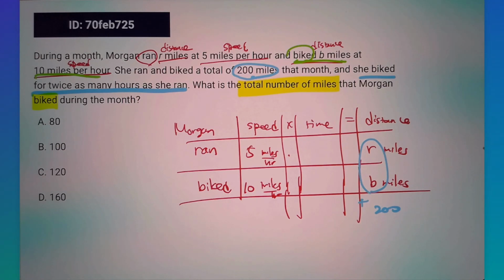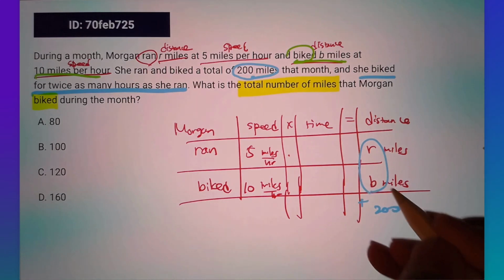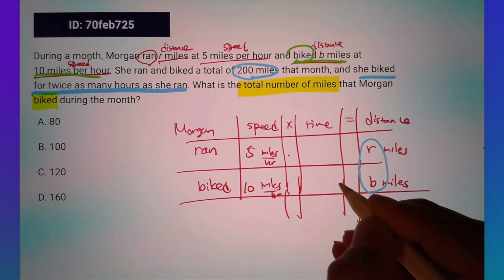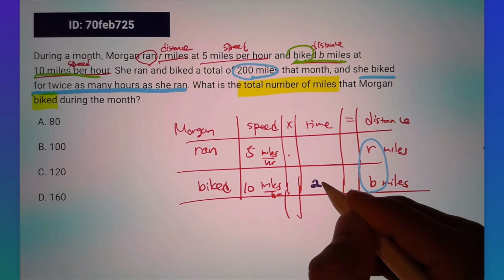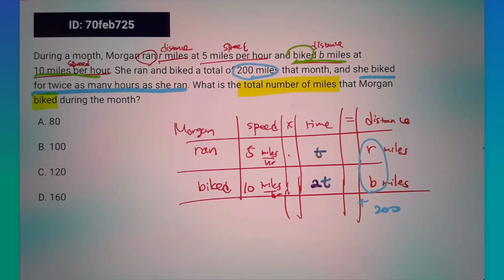She biked for twice as many hours as she ran. Okay, so we're talking about the duration that she biked, and that's twice as much. Okay, so we'll say, let's say t here and then 2t. Okay, I think we got everything we need.